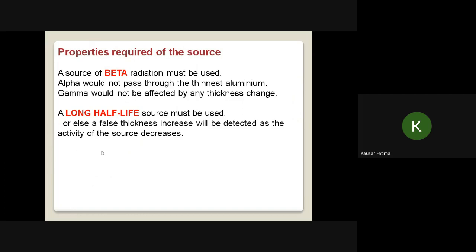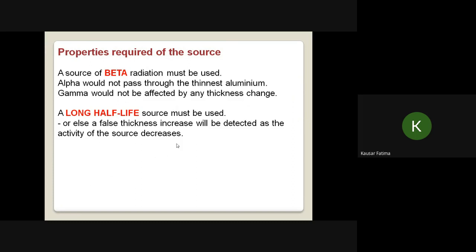If the half life is short, the amount of radiations per unit time emitted by the source will decrease quickly. So we will not be able to monitor the thickness properly, because that decrease in the count rate is either due to a change in the thickness, or due to a change in the amount of radioactive atoms present in the source. So it is very important that the source should be able to produce a constant amount of radiation for a longer time.